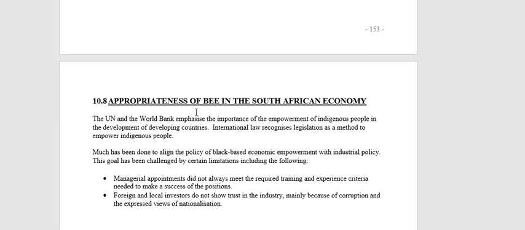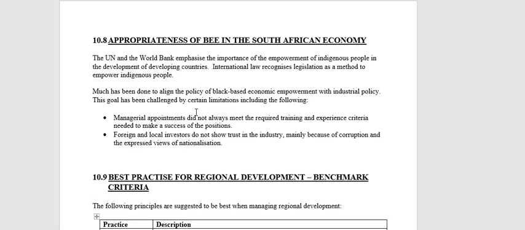And then lastly, the appropriateness of BEE in our economy. Obviously in our country we call it BEE, Black Economic Empowerment, broad-based Black Economic Empowerment, triple BEE. But the concept is not something that we in South Africa thought up. In many other countries, indigenous people have been marginalized in the past and are given certain advantages now because of their marginalization in the past.